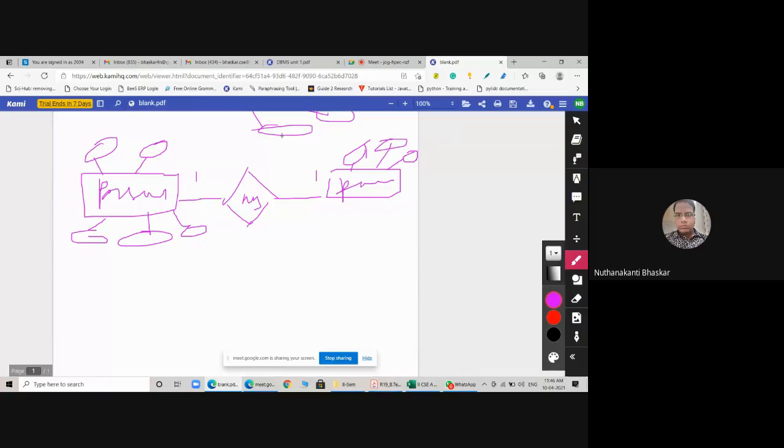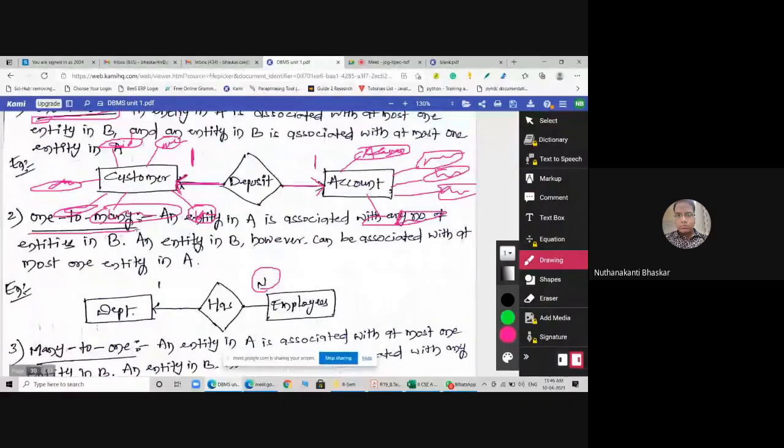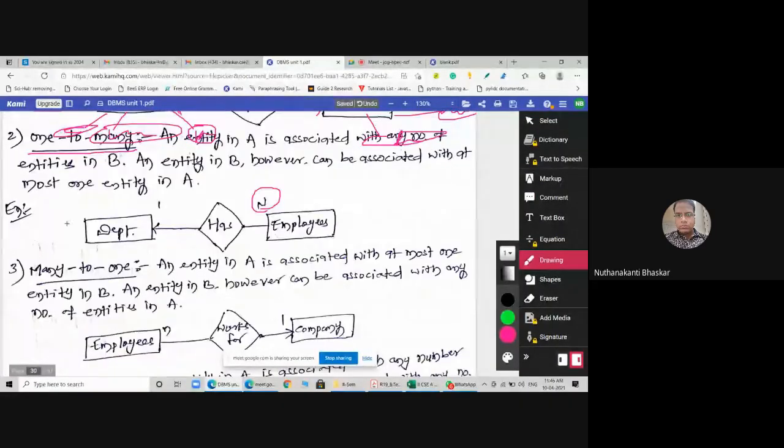Right. Now coming to the second one, that is one to many. One to many means on the A side only one entity out of the entity set is going to associate, but on the B side many. So just now one guy gave: company has employees. That is a one-to-many relationship. So department has employees. Department has faculty. So one department is having n number of faculty. Here I told you another representation.